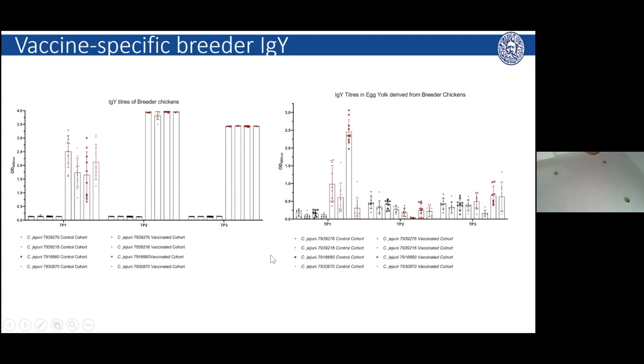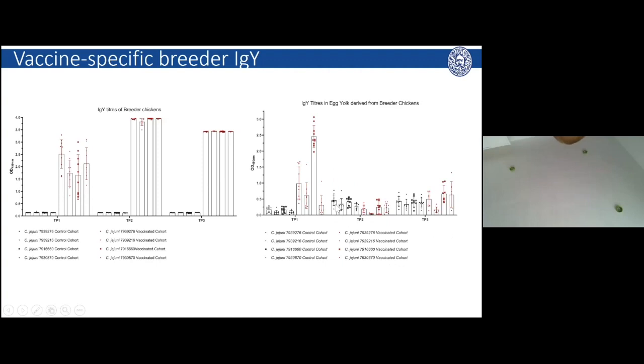And then in the egg yolk, we wanted to see much more vaccine-specific antibody within the egg yolk of the vaccinated cohort, which we do at time point 1, and then it slowly starts to decrease a little bit, but then starts to increase again at time point 3. But you do start to see some cross-reactivity in the control populations as well.